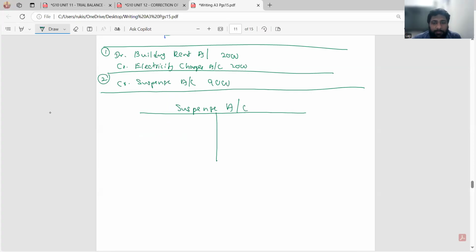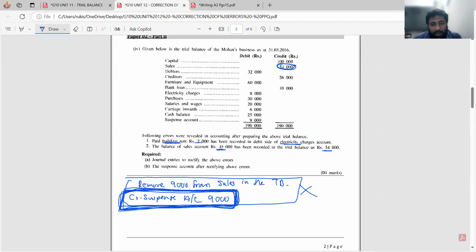Suspense account. You look at the trial balance, which side you have the suspense, debit side. So you also have to write it to the debit side of the suspense. In the trial balance, if you have it in the debit side, you have to write it to the debit side. In the trial balance, if you have it in the credit side, you have to write it to the credit side.